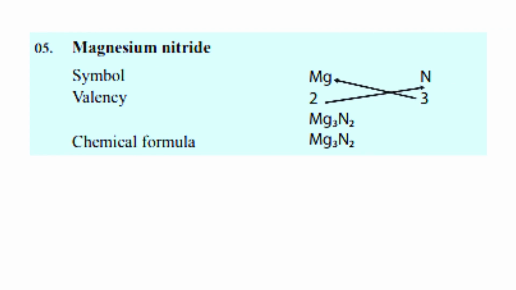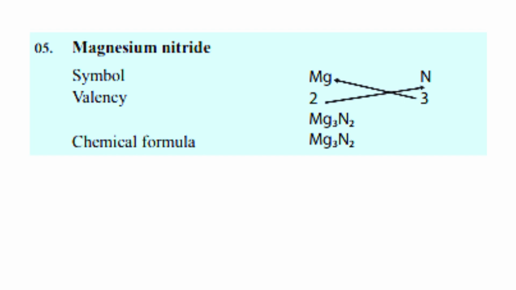Example 5. Magnesium nitride. So first we have to write the valency of the 2 elements, Mg and N under them. That is 2 and 3. Then exchange the valency of the 2 elements and writing them at the bottom end on the right hand side of the respective symbols. So the chemical formula is Mg3N2.